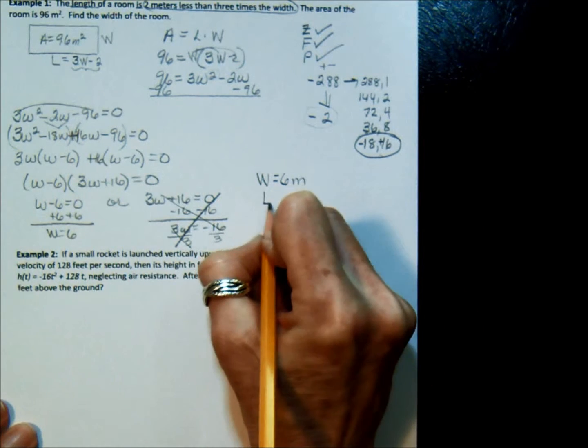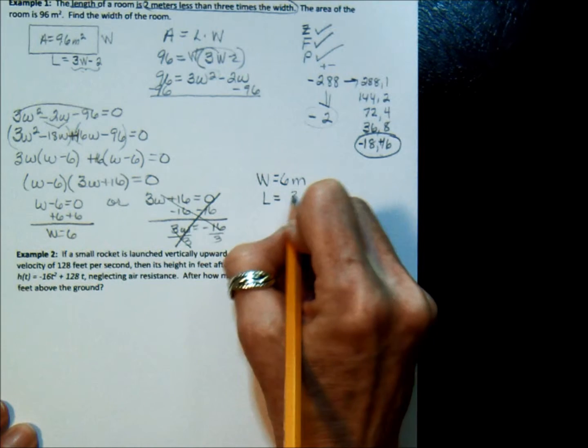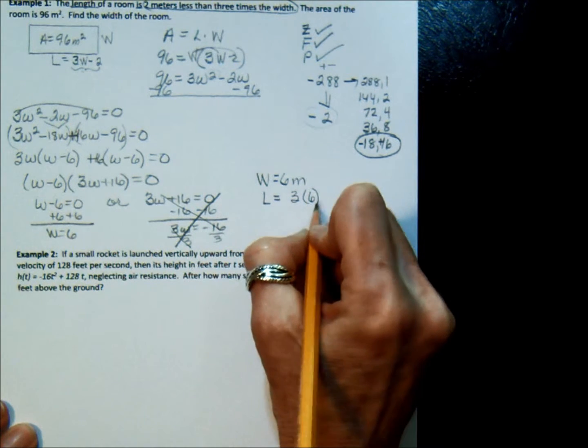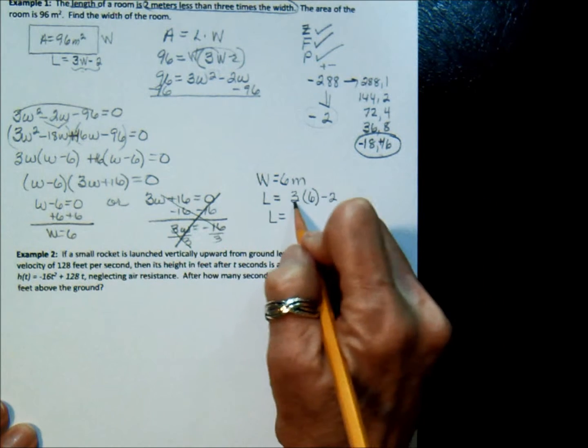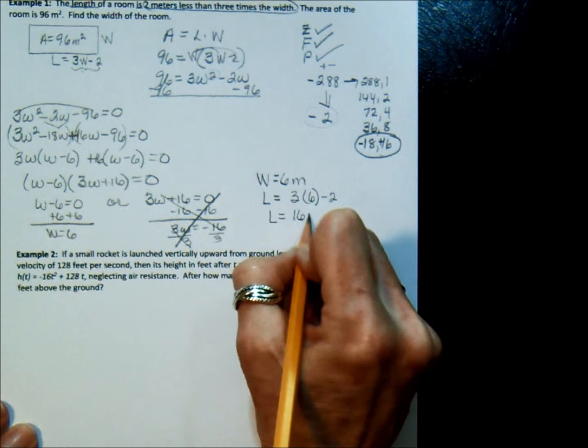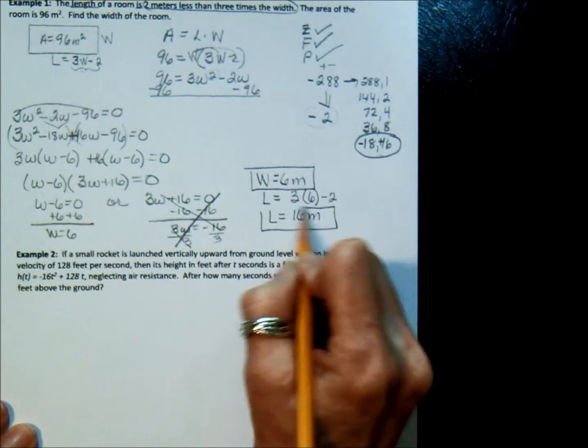And to find the length, I'm going to use what I wrote on my diagram. 3 times the width minus 2, or the length, is 18 minus 2, which is 16 meters. So I have my width and my length.